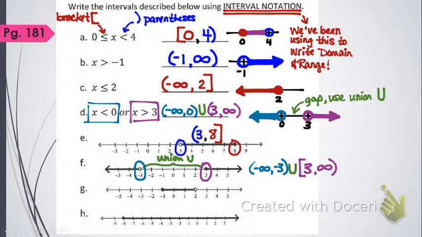And that's gonna have a parenthesis. Infinities always have parentheses, so we don't know where they're gonna stop. That's absolutely correct. All right, I want you guys to do the next two on your own. I'm going to give you about a minute and a half.